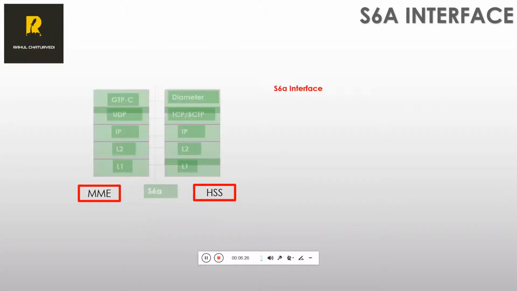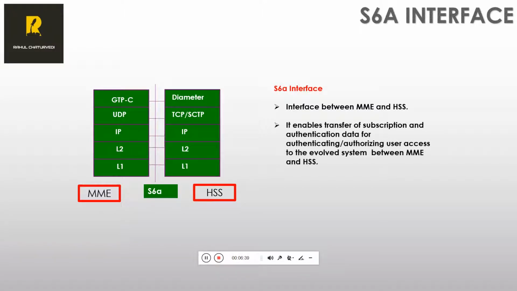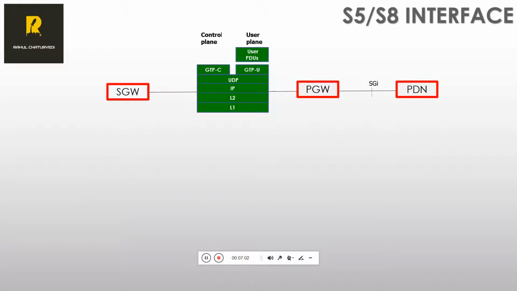Coming to the S6a interface, the S6a interface lies between the MME and the HSS. Now coming to the details of this particular S6a interface, it enables transfer of subscription and authentication data for authentication, authorization, and user access for the evolved system between the MME and HSS. The HSS can, during these procedures, also store the user's current MME address in its database.